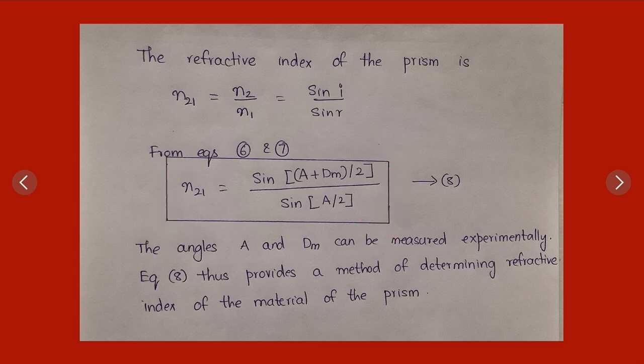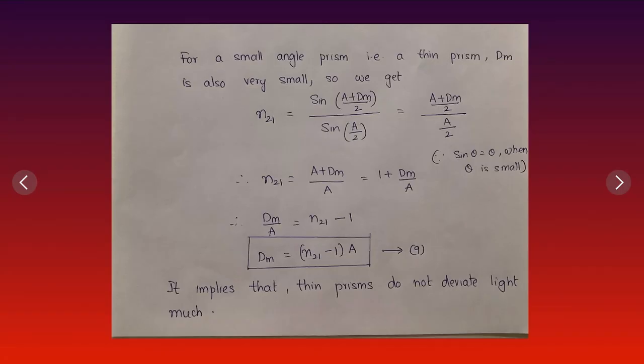Now, this derivation is over, but sometimes they will also ask you to find the angle of minimum deviation for a thin prism. Let's continue. It's a small thing. For a small angle prism, that is a thin prism, Dm is also very small. A small prism or thin prism means the angle of the prism is very small, so the minimum deviation Dm is also very small.